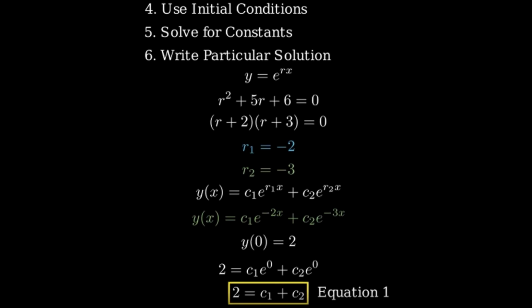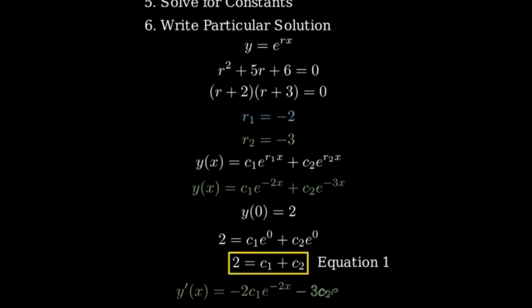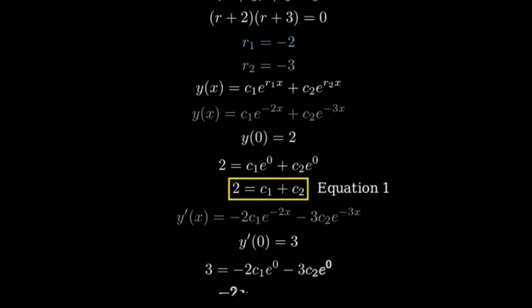Next, we need the derivative of y(x). Taking the derivative, we get y'(x) = -2c_1 e^(-2x) - 3c_2 e^(-3x). Now we apply y'(0) = 3, substituting x = 0 and y' = 3 into the derivative, we get 3 = -2c_1 e^0 - 3c_2 e^0. This simplifies to -2c_1 - 3c_2 = 3, and we label this equation 2. Now, we have a system of two equations with two unknowns.